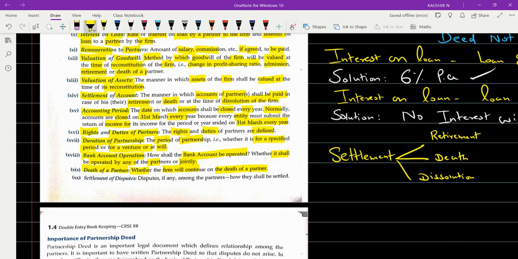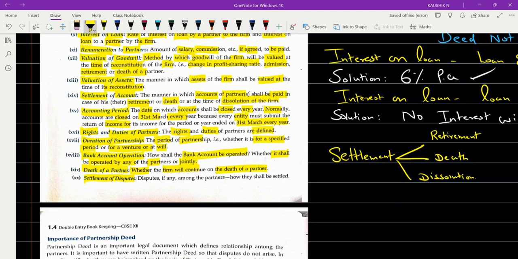The next one, the last one, that is the 20th item, settlement of disputes. Obviously, problems will arise among the partners. So, what could be the solution for it or where could it be resolved?